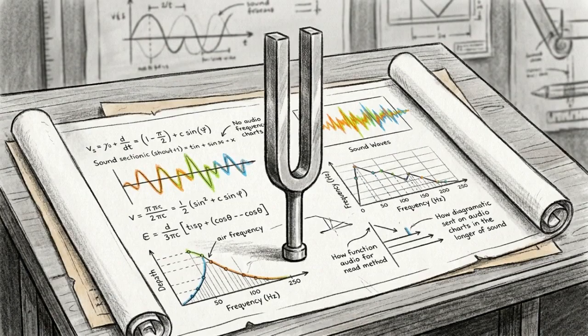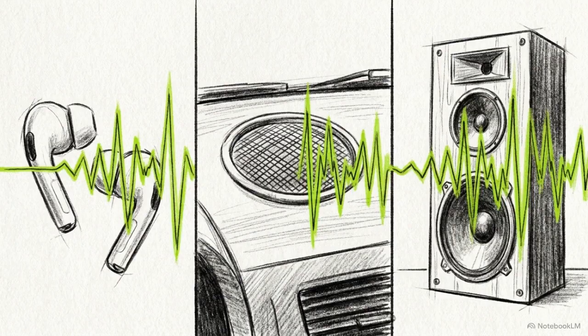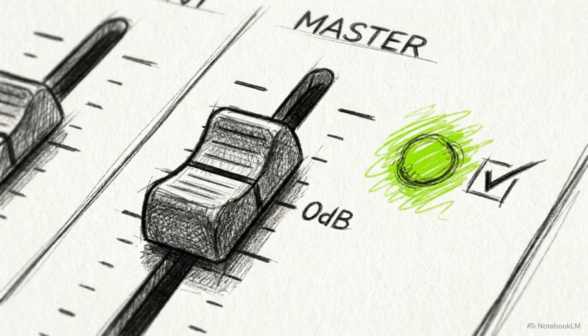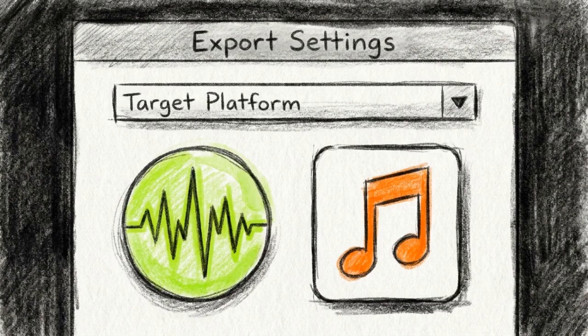Mastering is a systematic application of physics used to prepare a raw recording for consistent playback across different sound systems. Now that your dynamics are controlled, you can move to the final phase, configuring your export settings for specific platforms like Spotify and Apple Music.